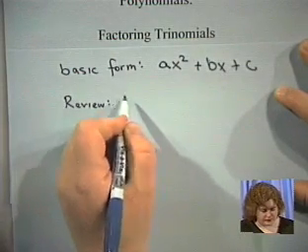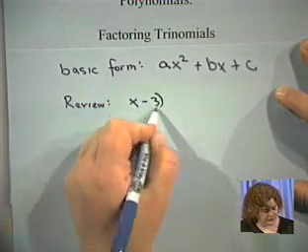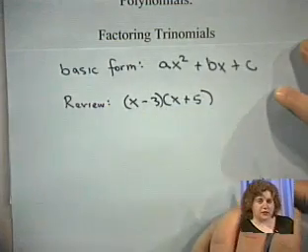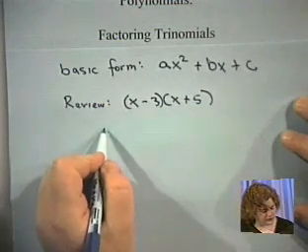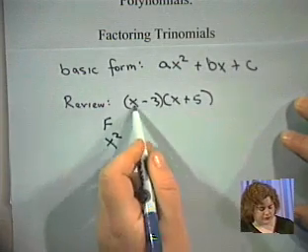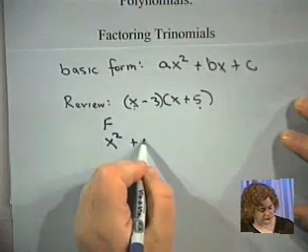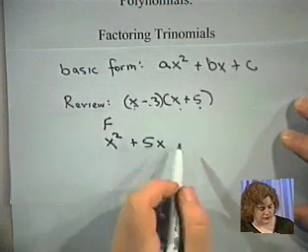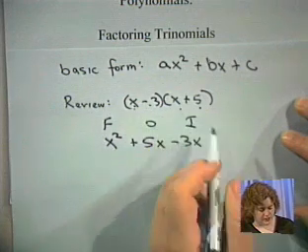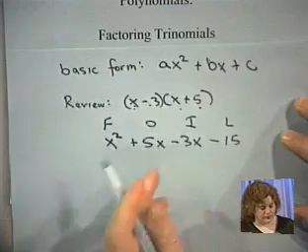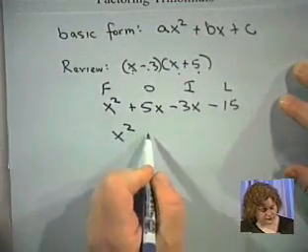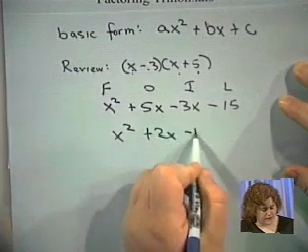If we have something like x minus 3 times x plus 5, we can FOIL that out, and our first is going to be x squared. Outside will be 5x. Inside, minus 3x. And last will be a minus 15. When we simplify that, we'll simply have x squared plus 2x minus 15.